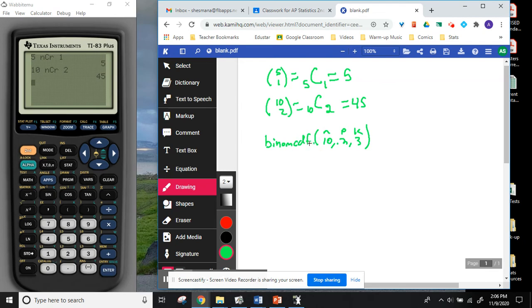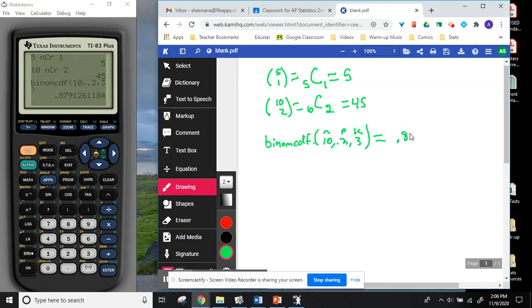For binomial CDF and binomial PDF, it's very similar to the normal distribution where we hit 2nd, VARS. The only difference is this time I'm scrolling way down. Binom PDF, and then here's my binom CDF. Depending on your calculator, it's either going to be an A or a B. I'm choosing binom CDF, hit enter, and it expects me to type in n, 10, p, the probability of success, and then k, which is 3. And so if I type that in, my answer would be 0.879.